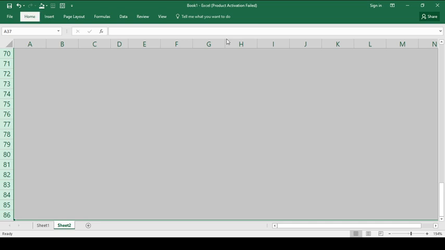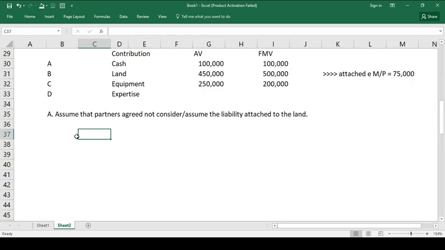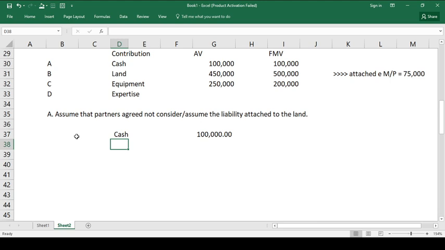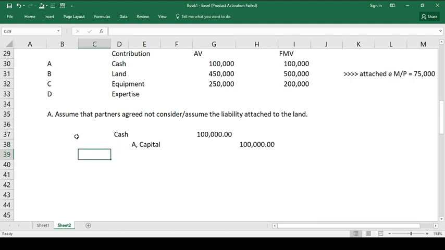For partner A's contribution, our entry will be like this. Debit cash, because he contributed cash, and because an agreed value is given, we will use the agreed value, which is 100,000 pesos, because that is his contribution. And for the credit, we will use A capital, since that pertains to A's contribution, which is 100,000 as well. That would be the entry for A's contribution.